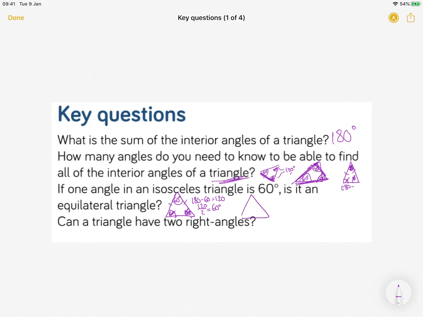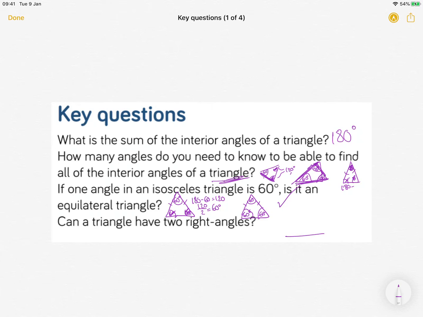Let's see the other situation where an isosceles, so let's say it's this angle here is 60 degrees. Well, I know these base angles are the same, so they add to 120, so that means this must be 60 as well. So if one angle in an isosceles is 60, then yes, it has to be an equilateral as well.